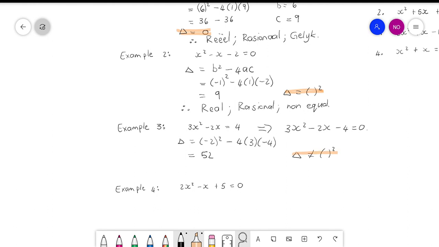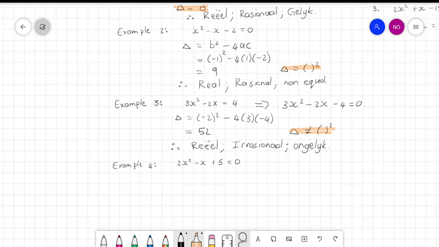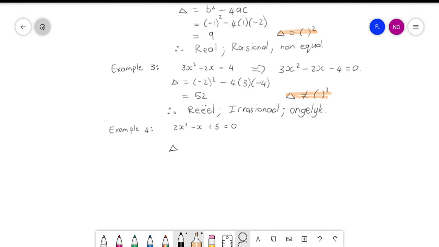And now you go back to your little thingy up there. And you say that means it's real, it's irrational, and it's not equal. Okay. And then for the last one, same story. I picked one of each so that you can see what you have to do.